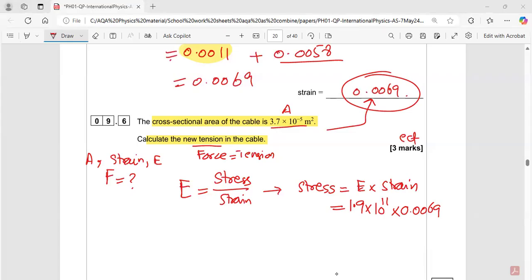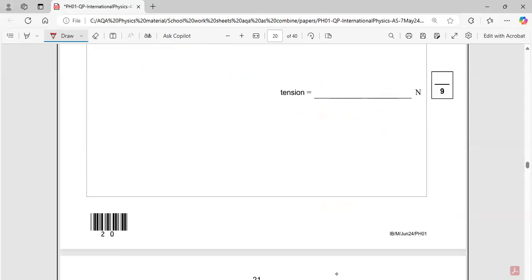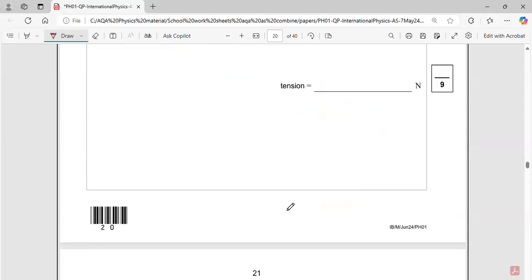And then what you do is, this is stress. So stress is force over area, and then you simply multiply area with that as well. 0.0069 multiplied by area, and area is given as this. So you can find the value of the force over there.